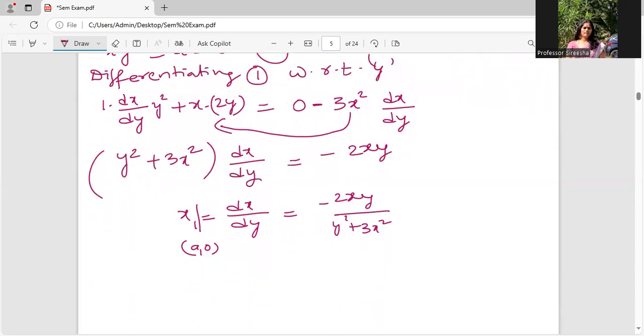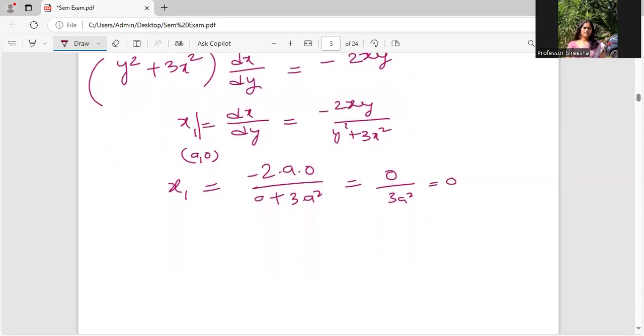Okay, so when I substitute x is equal to a and y is equal to 0, my x1 turns out to be minus 2 into a into 0 by 0 plus 3 into a square. Numerator is 0. 0 by anything would be 0 only. So I don't have any problem with handling 0. So I'll proceed with x2 as well.